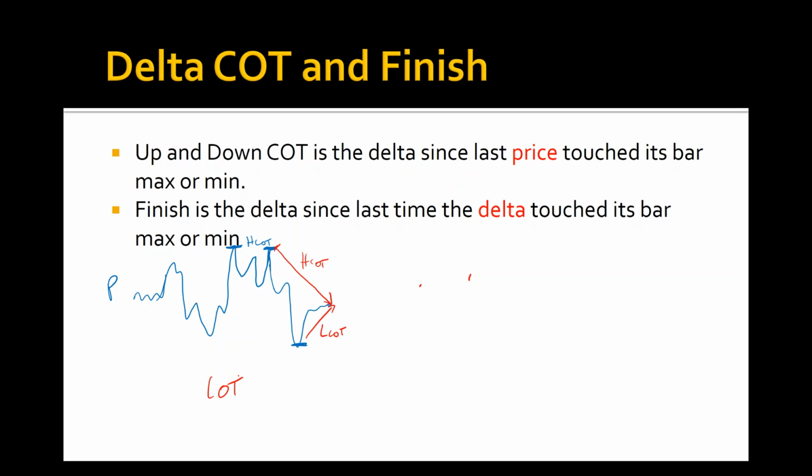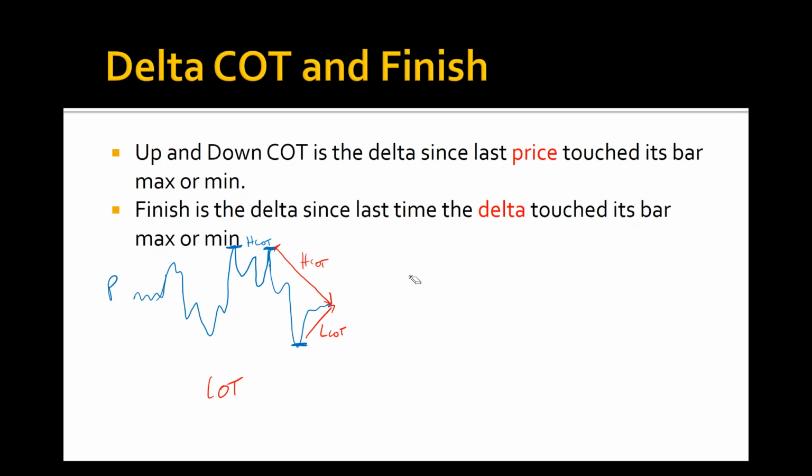It's a terminology that is different from another meaning of COT, which is the commitment of traders, the outstanding size of the futures contracts. So in this case, it's completely different. It just means the delta on either side, from either the high of the bar or the low of the bar. Okay.